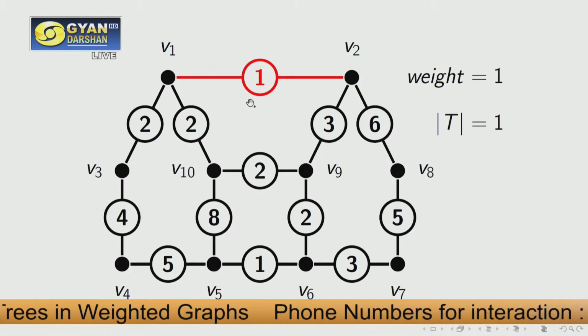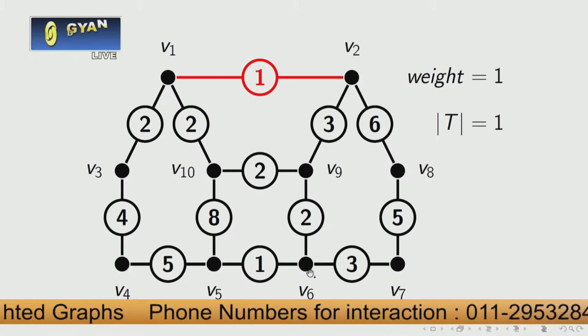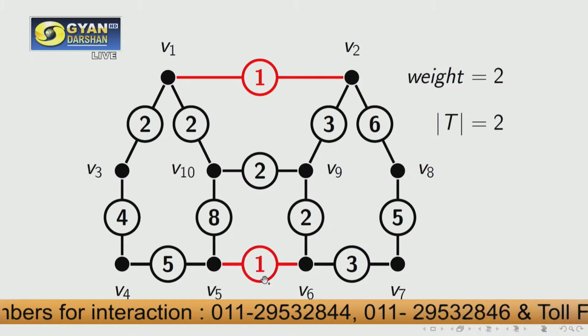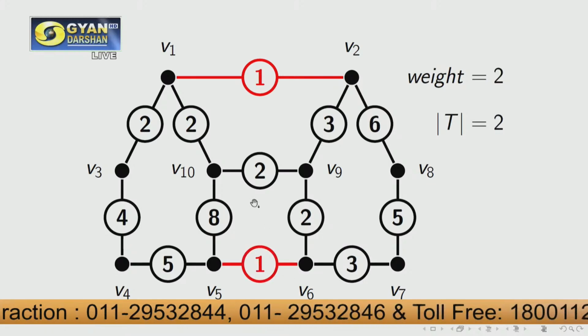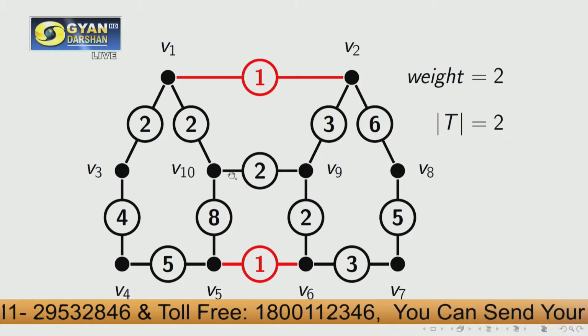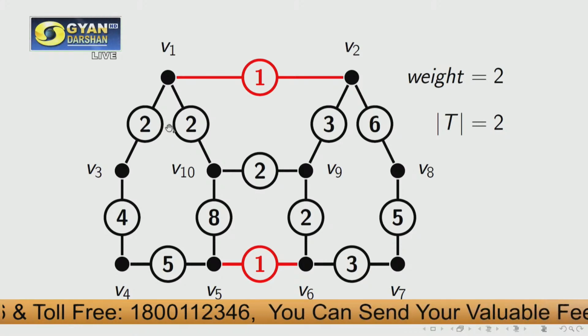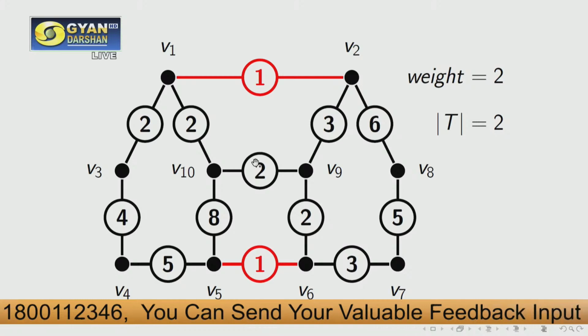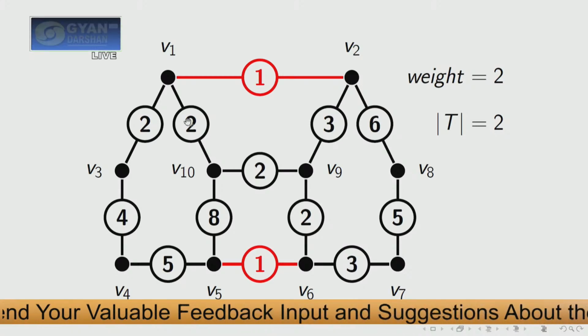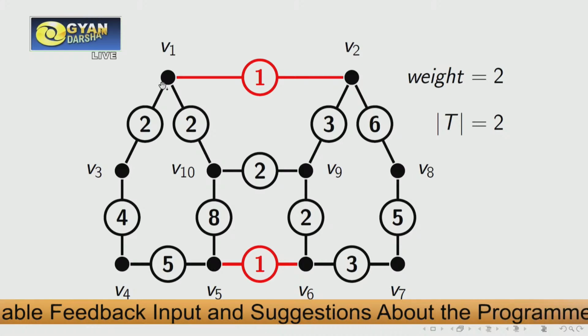Next we select the edge V5, V6 because it has the second smallest weight. And then we have to select an edge of weight equal to 2. There are many such edges. We can pick any one of them as long as it does not create any cycle. So let's select, say, V1 and V3.